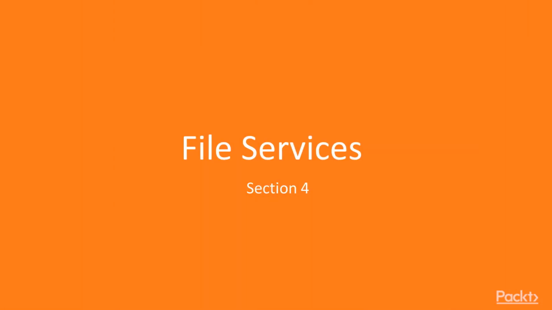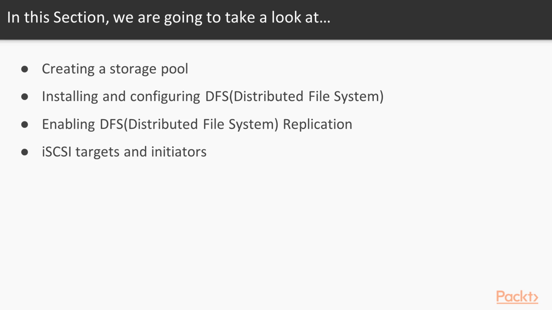Welcome to Section 4, File Services. Now in this section, we're going to look at first creating storage pools, then DFS, both setting up a DFS namespace and then enabling replication. And then we'll wrap up this section by taking a look at iSCSI, setting up a target and then setting up an initiator.